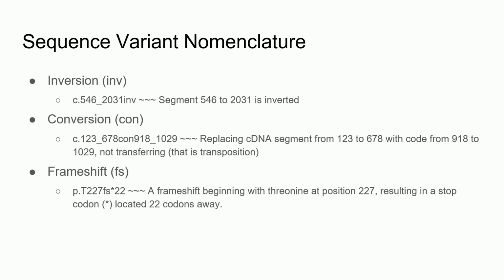Conversion describes a segment of DNA that takes on the sequence of another segment of DNA. The designation includes the region of the original segment of DNA and the location of the converted segment separated by the con symbol. Remember that a conversion is not a transposition. Conversion is a copy-paste, while transposition is a cut and paste. Frame shifts are designated with the lowercase fs, and will often tell you how long the segment of the shifted code is present and whether it ends in a stop codon or it may designate the new amino acid.